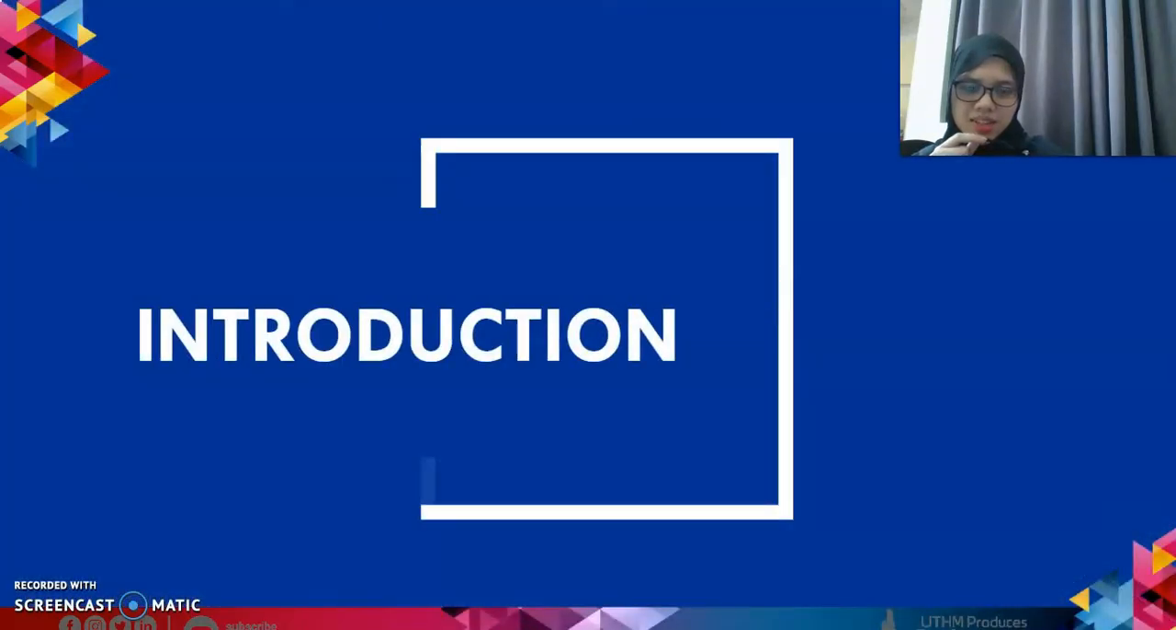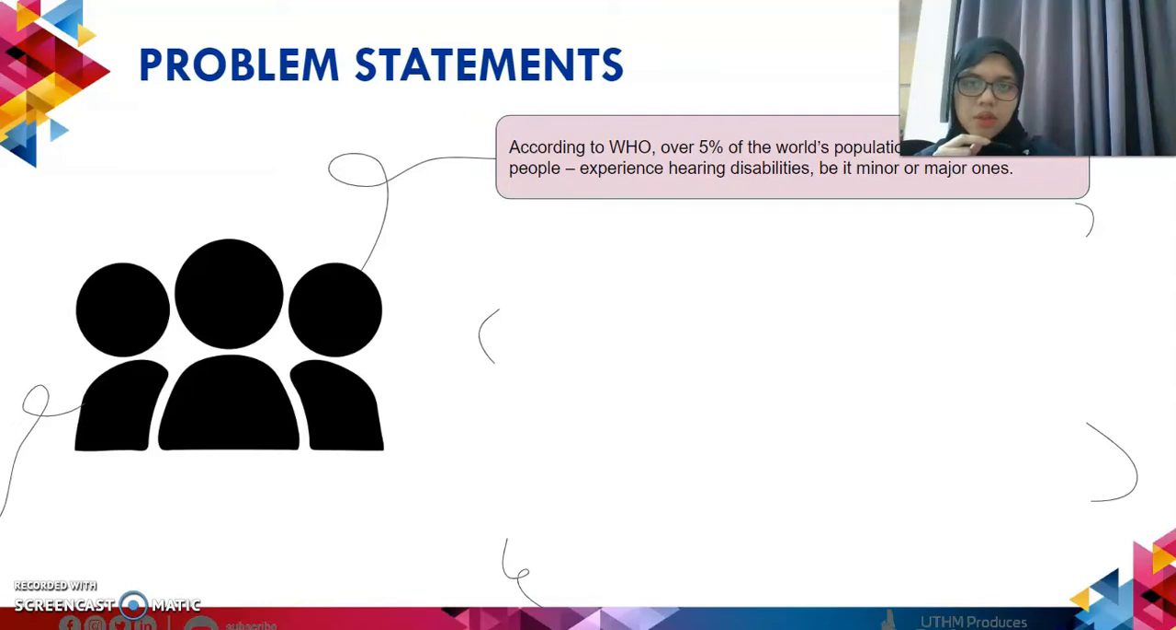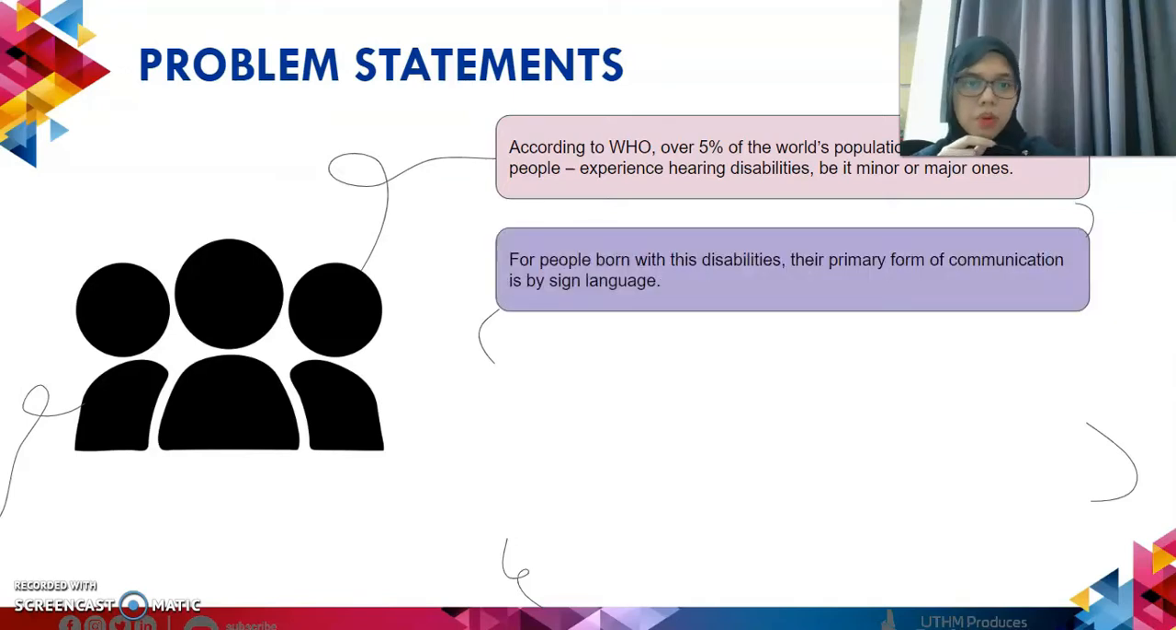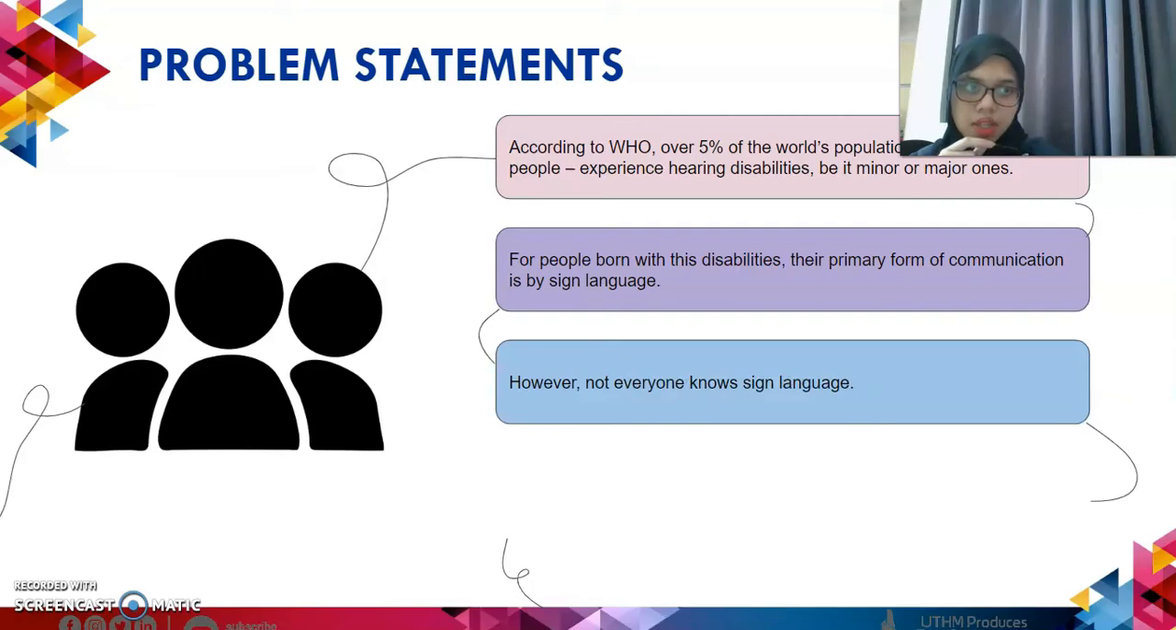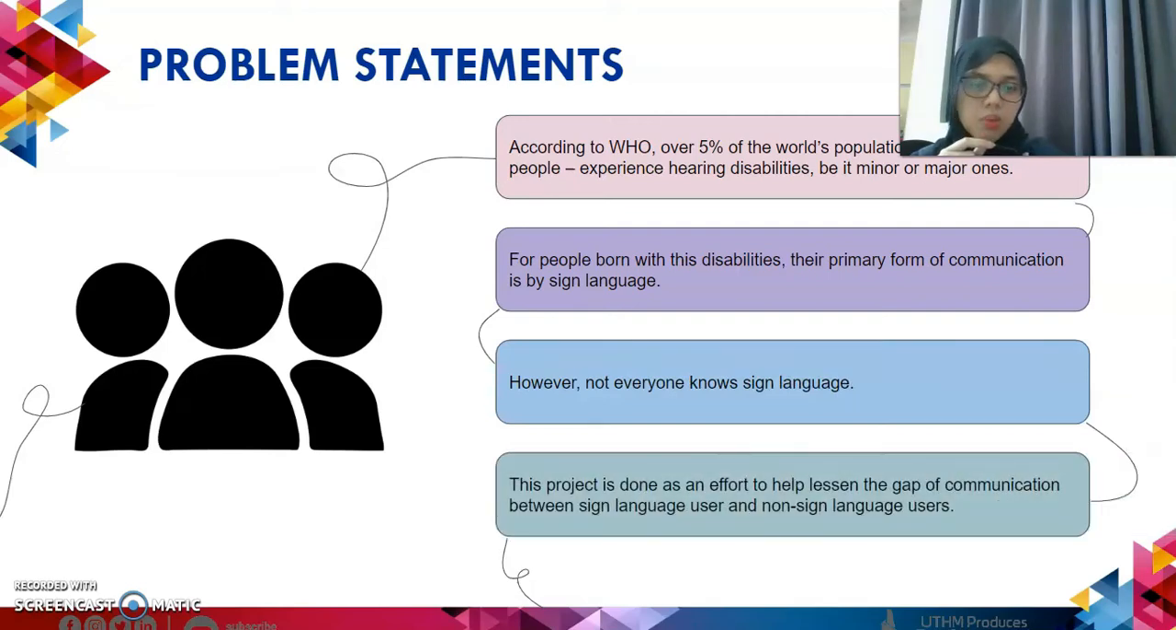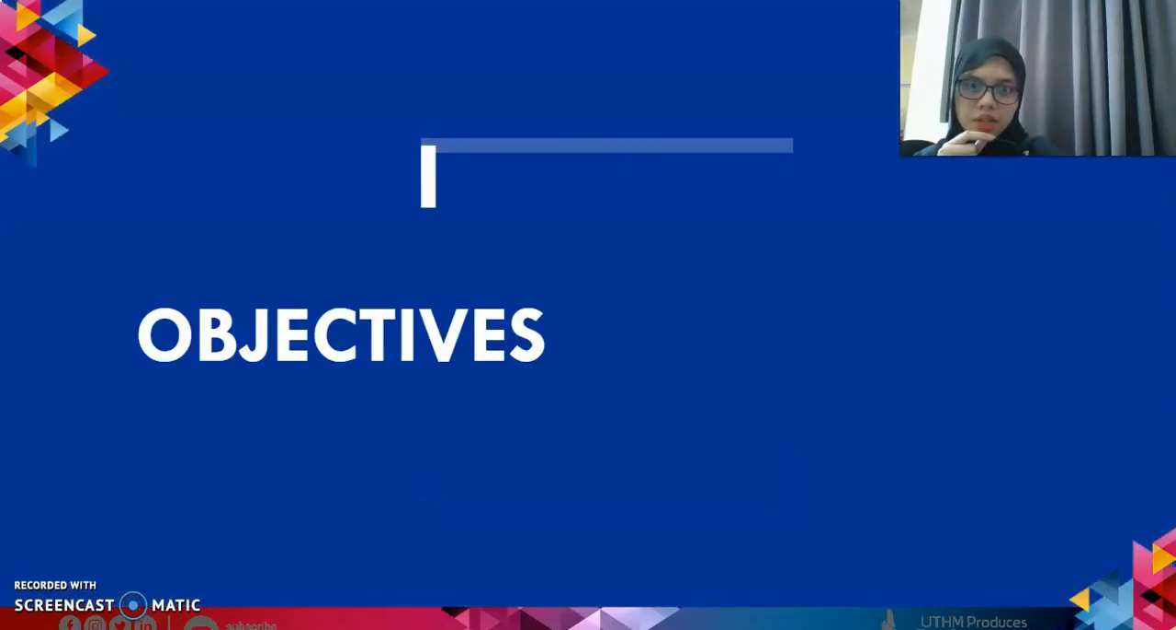Firstly, the introduction. According to WHO, the World Health Organization, over 5% of the world's population, or 430 million people, experience hearing disabilities, be it minor or major ones. For people born with these disabilities, their primary form of communication is sign language. However, not everyone knows sign language. Thus, this project is done as an effort to help lessen the communication gap between sign language users and non-sign language users.